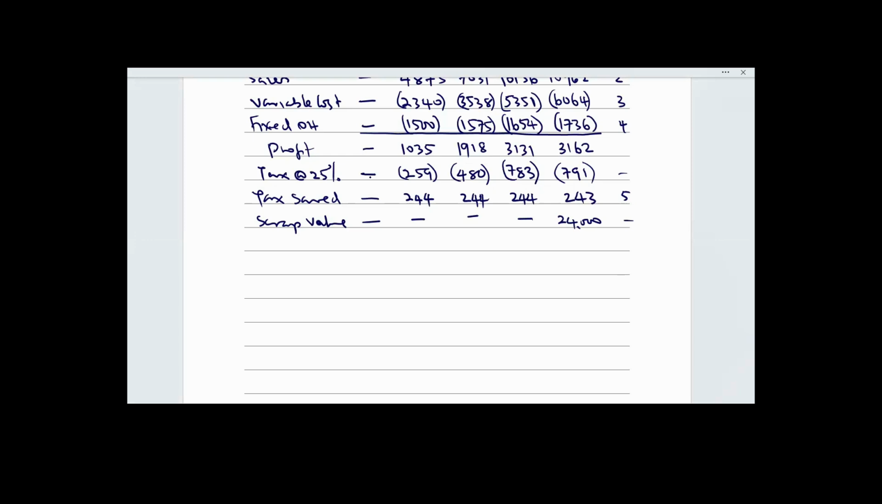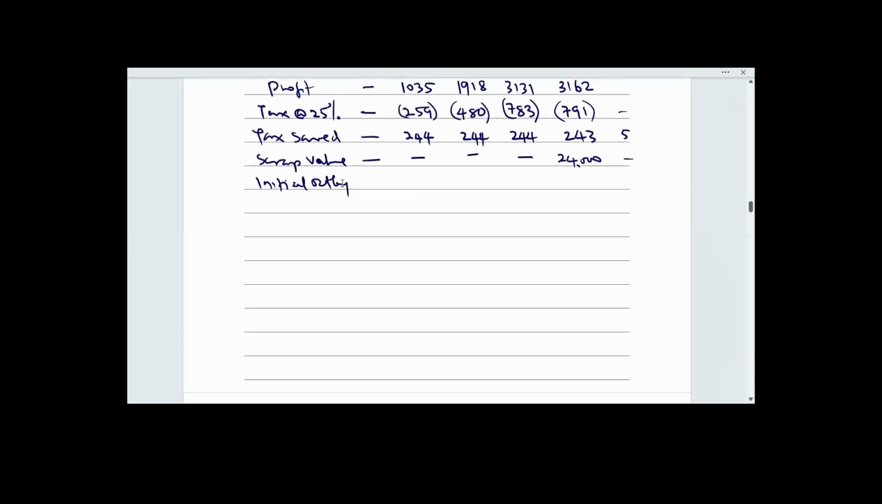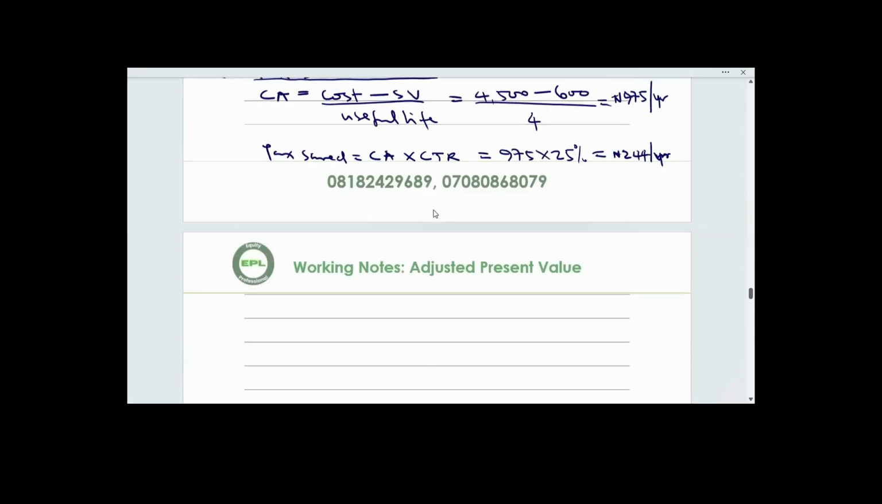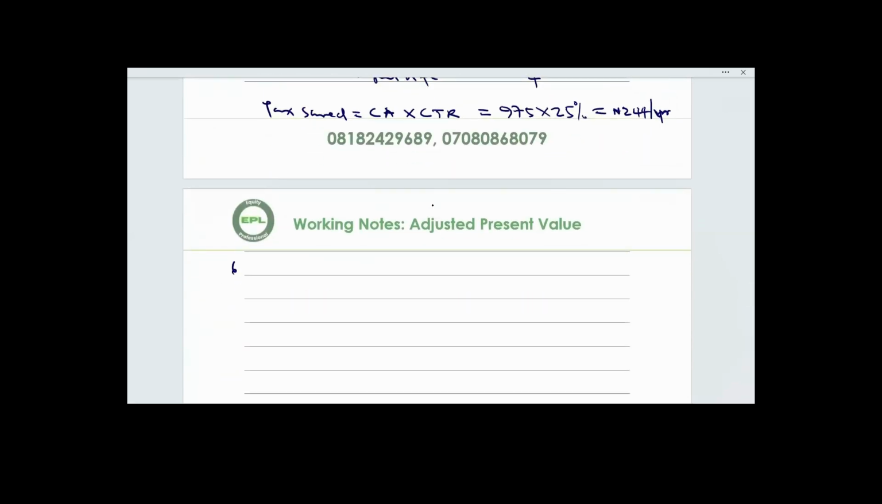Then after scrap value, you should have the initial outlay. So our initial outlay is 21,000. How do you arrive at 21,000? We are given the cost of the existing factory. That's working number 6, initial outlay. So the cost of the existing factory of 16,500,000 plus the cost of plant and machinery of 4.5 million produced 21,000.